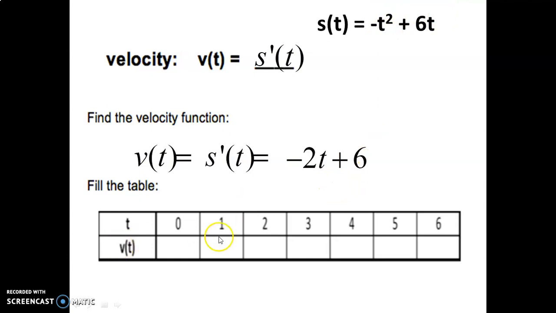Okay, so let's fill in the table here to figure out what are the velocities of the ball at every point. So at time 0, the velocity is 6. We put 0 in here, we got 6. Okay, at time 1, the velocity is 4. How about at time 2? It's 2. Okay, fill in the rest of the table.